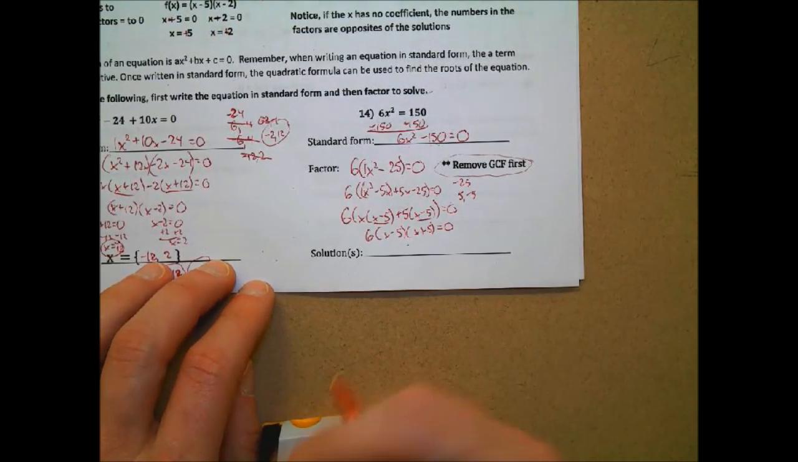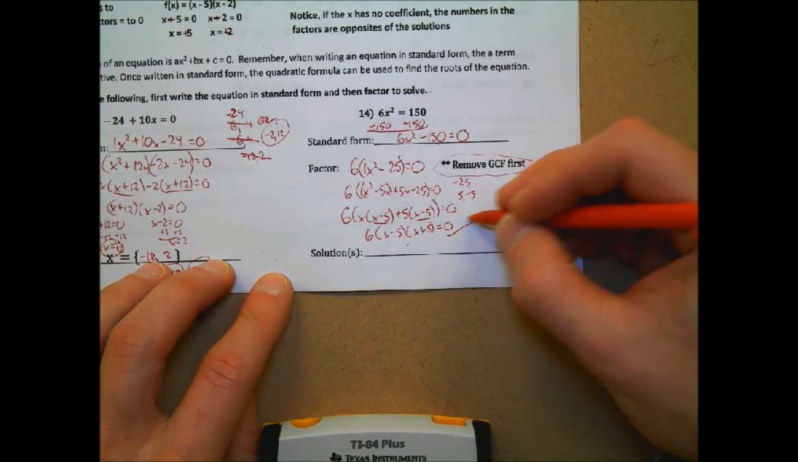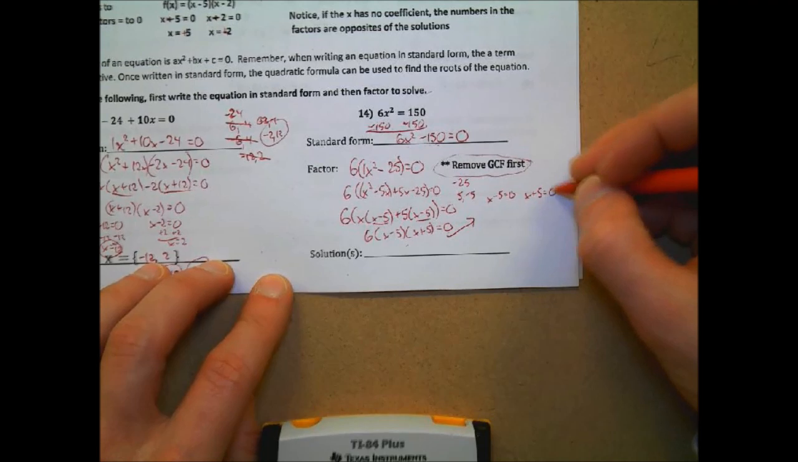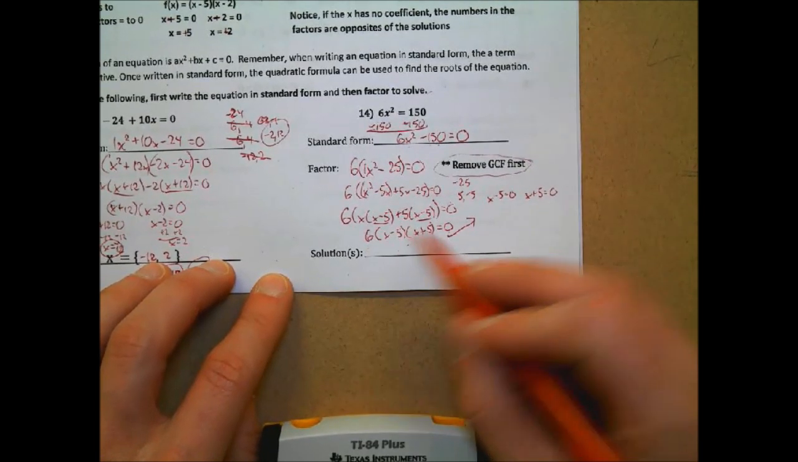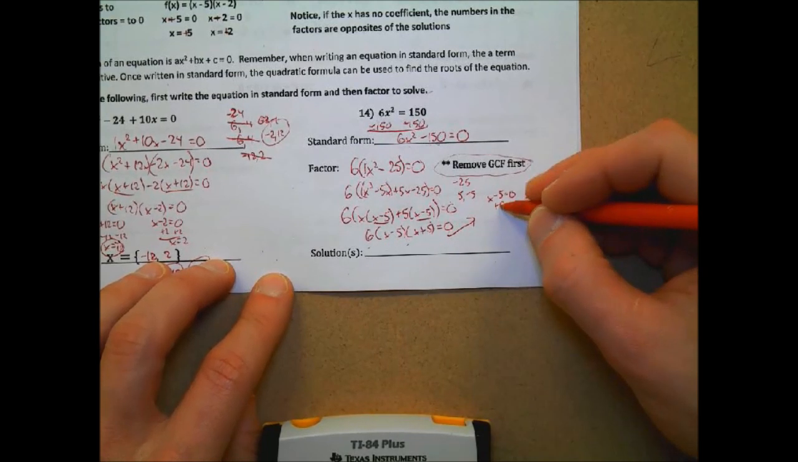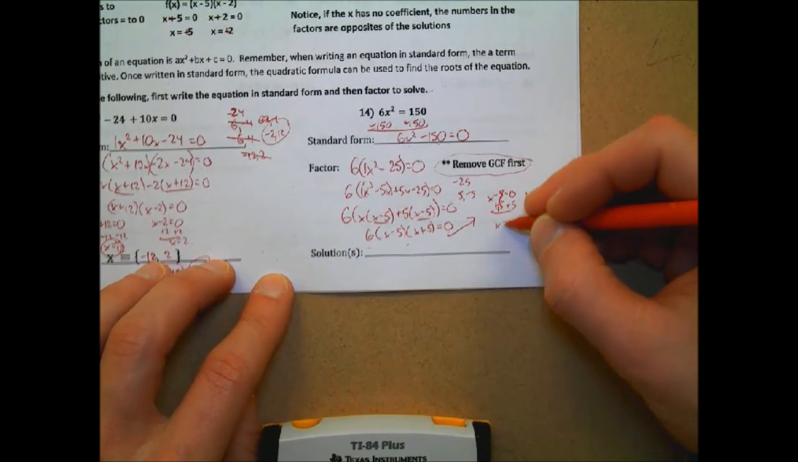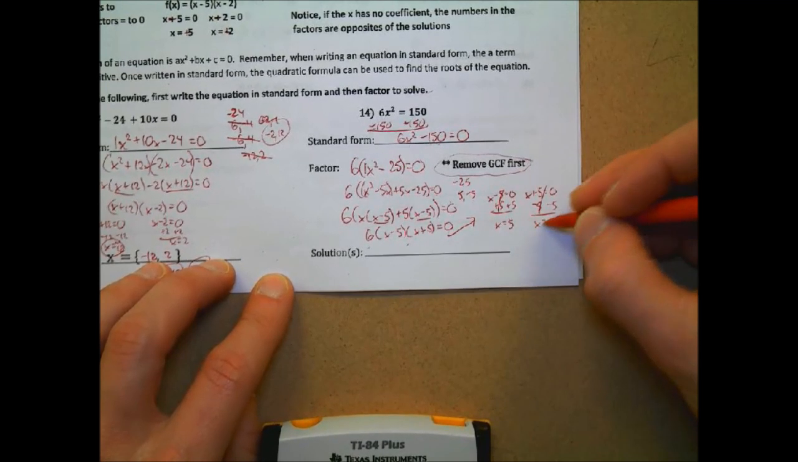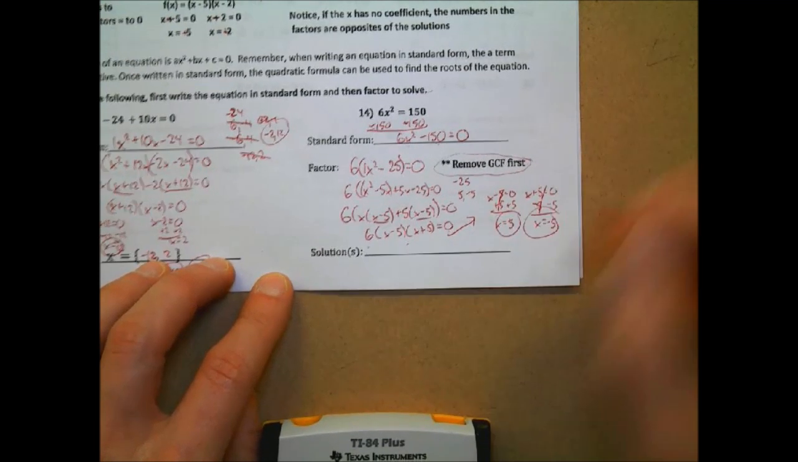So set them both equal to 0. I'm going to run out of space, I'll do it up here. You could set 6 equal to 0, but does 6 ever equal 0? No, so we're not going to worry about that one, just the ones with the x's. We'll add 5 to both sides: x equals 5. Subtract 5 from both sides: x equals negative 5. We got our answers there.